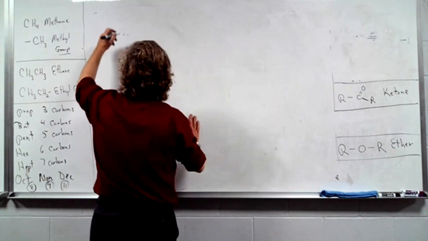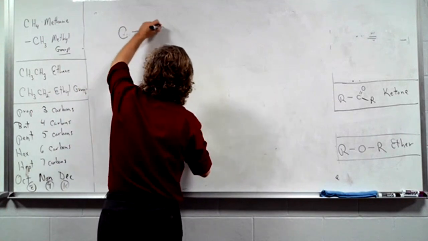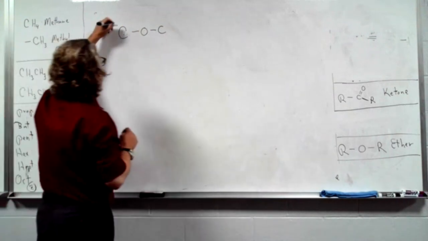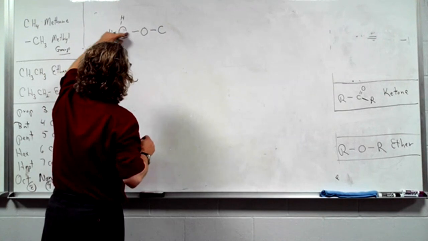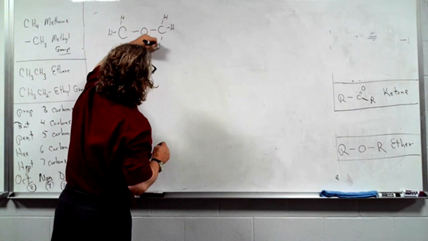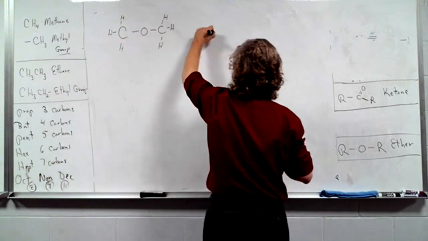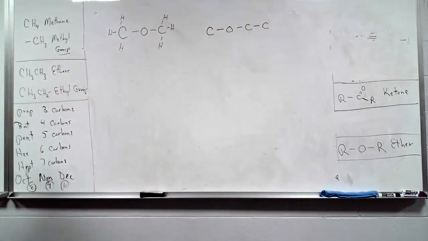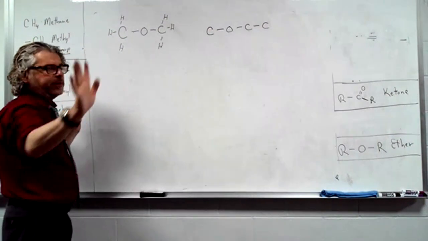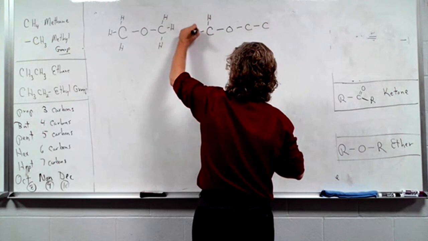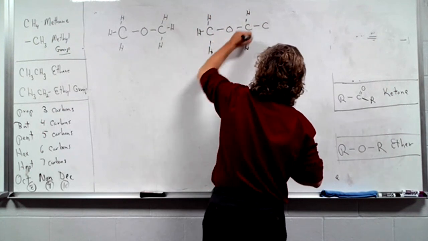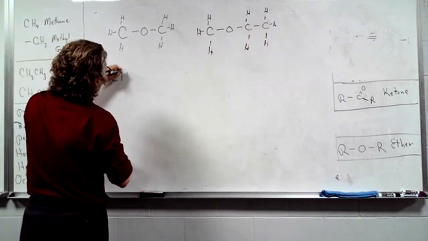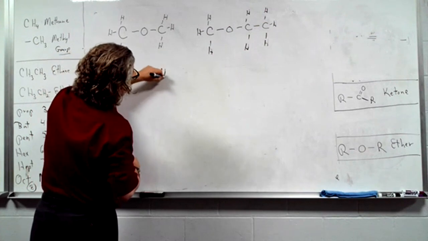Okay, first of all, COC. If I said put in the right amount of hydrogens, oxygen takes two. 1, 2, 3. 1, 2, 3. If I said COCC, first of all, in the world of ethers, ROR, there's no C double bond O going on here. Put the H's in here. This is a CH3 bonded to an O, bonded to a CH3.